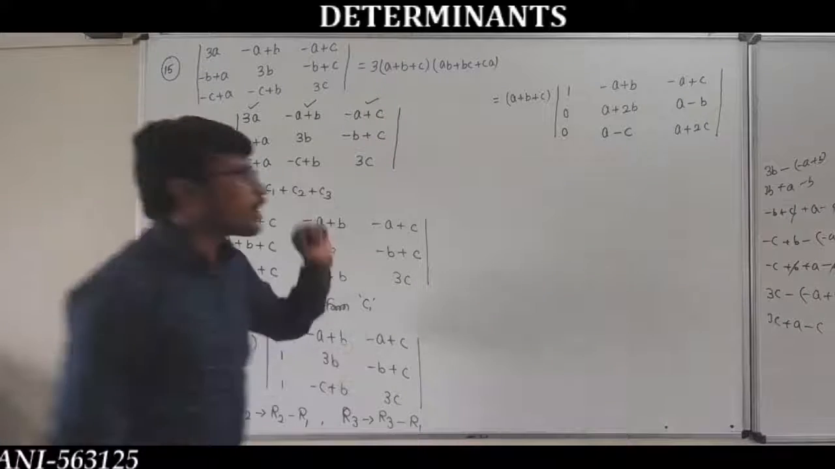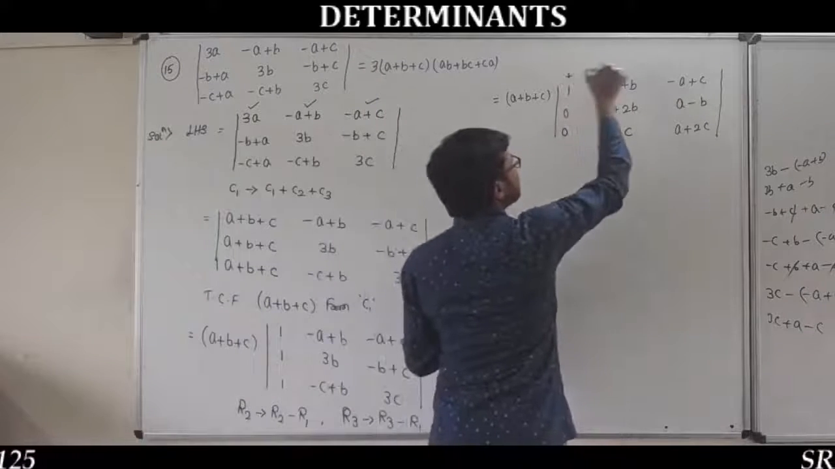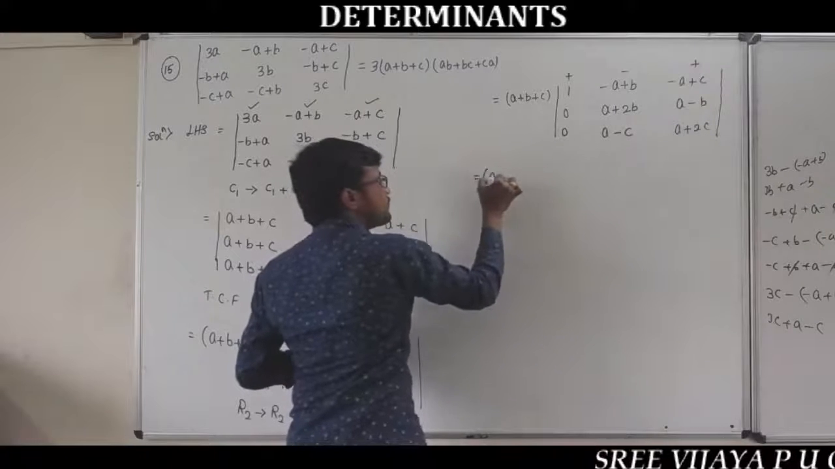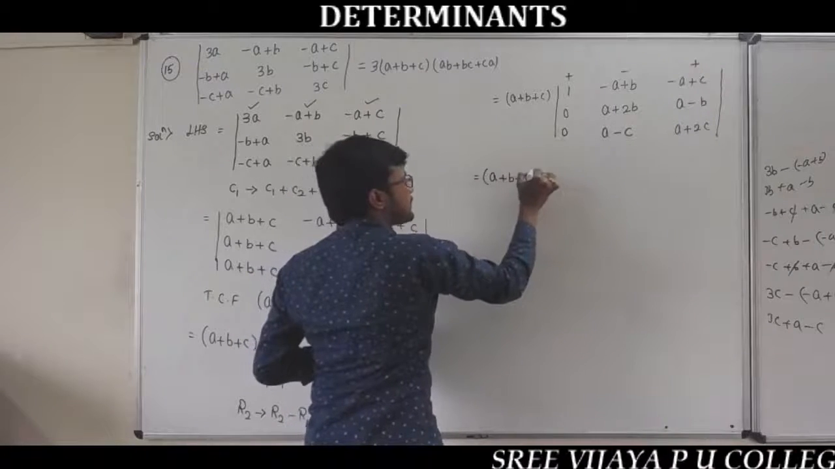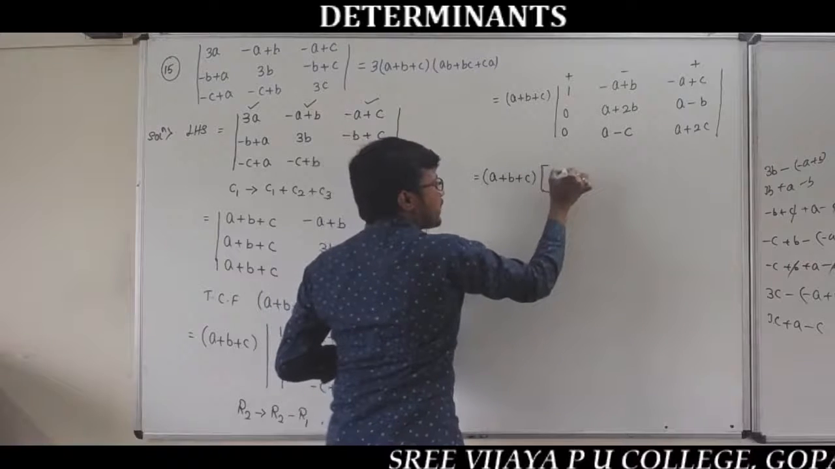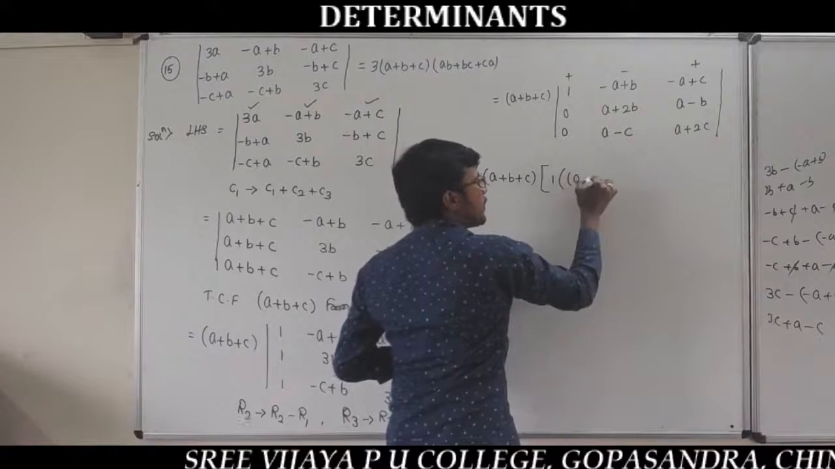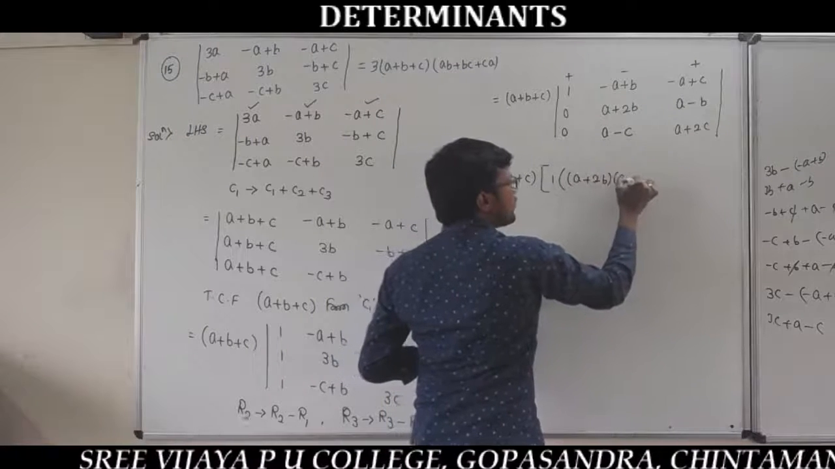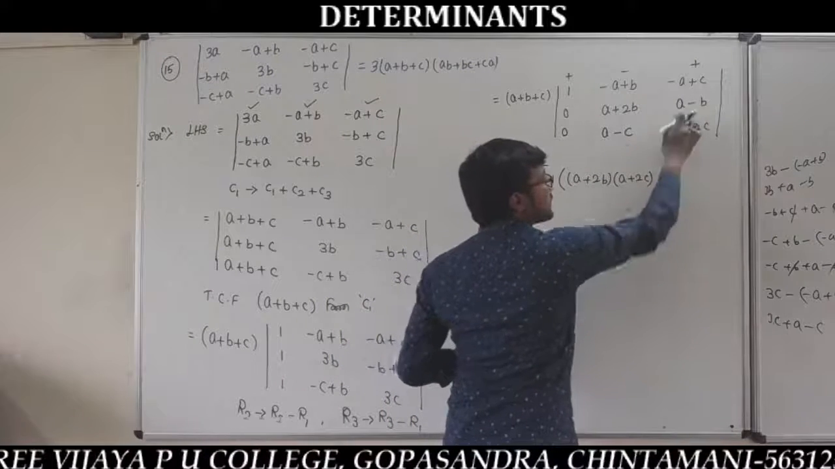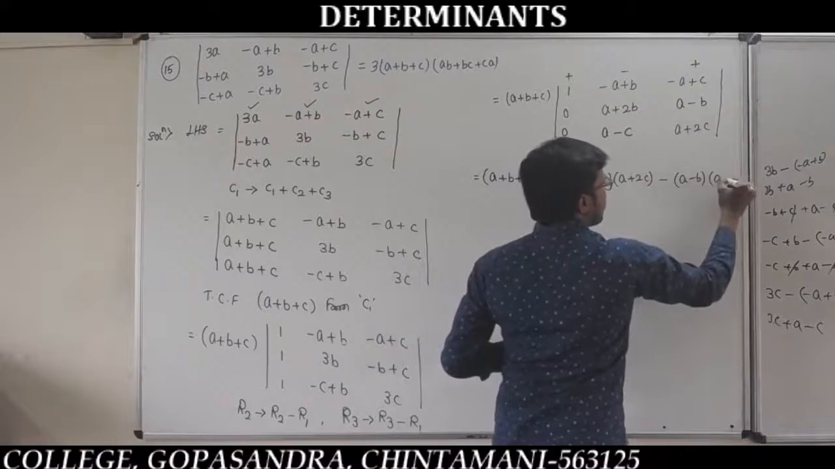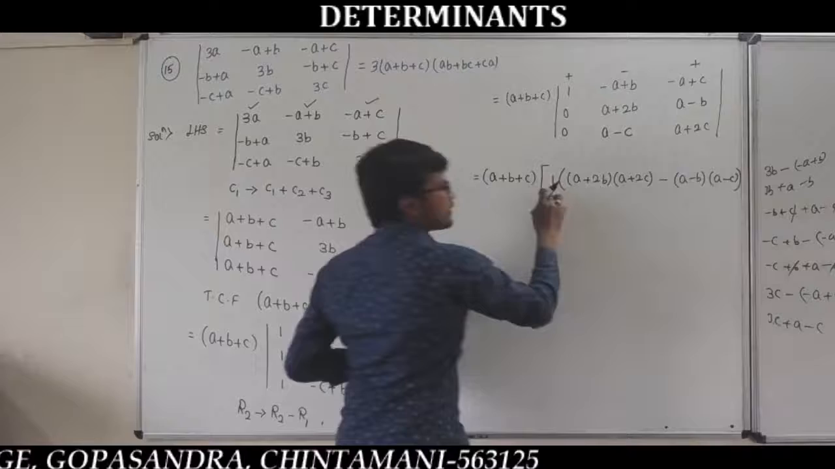So now normally you can expand. Plus minus plus. So that equals A plus B plus C. For the first one, multiply these two: A plus 2B into A plus 2C, minus multiply these two: A minus B into A minus C.